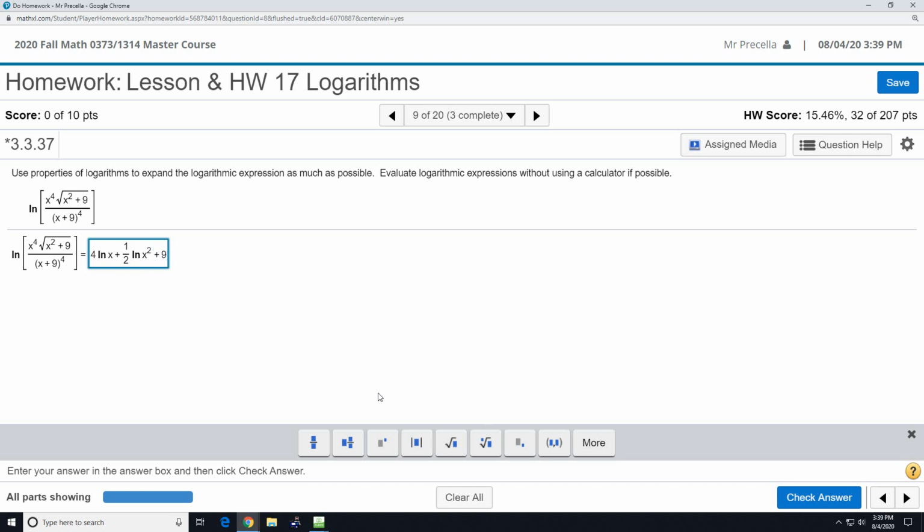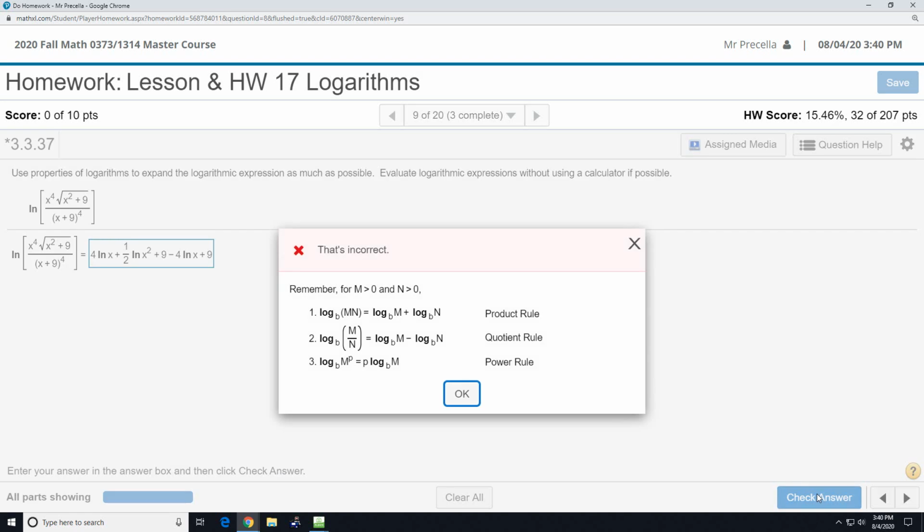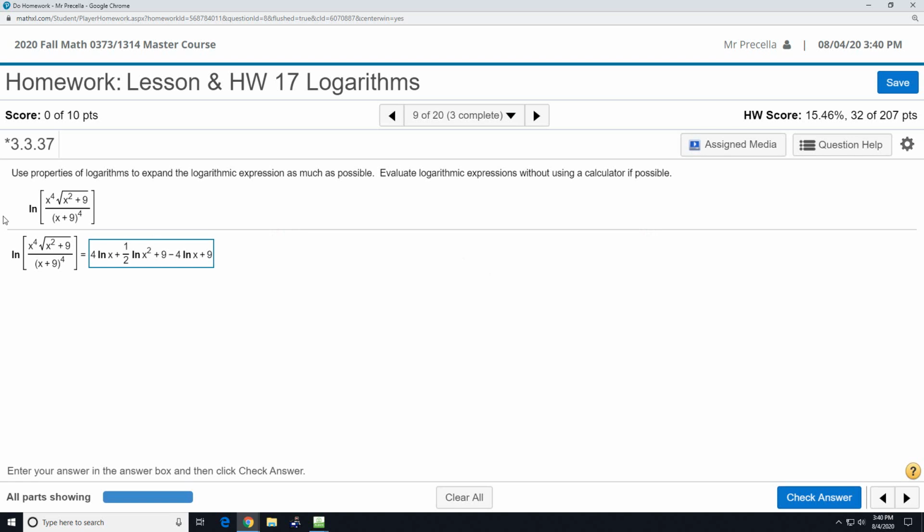Plus 9. Notice the x squared plus 9 should be in parentheses, but it's not. Minus 4 ln x plus 9. Once again, we say that these x squared plus 9 and x plus 9 should be in parentheses. Let's see if they'll take it without the parentheses. Wrong. And it gives you all these great hints. The product rule, quotient rule, and power rule. They're not that helpful. Maybe they could say something like put in parentheses, but no, they don't do that.